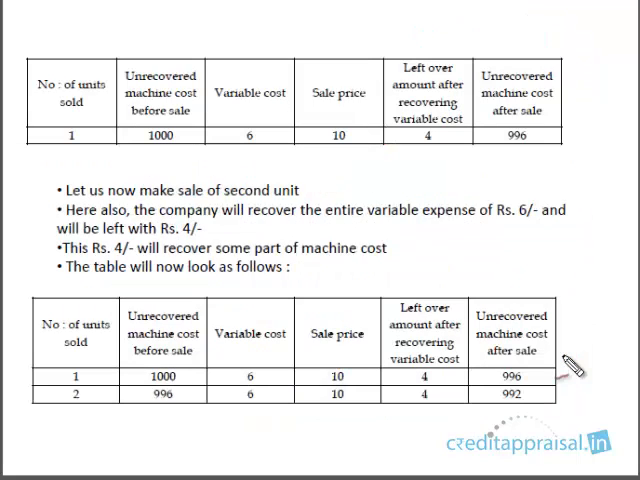So you can put this in a tabular format. So this is the unrecovered cost before the sale of the first product, and once you sold, you're going to get a profit of 4. Profit in the sense, after recovering the variable expense 6 and the selling price is 10, you'll be left with the amount of 4. This 4 will be going towards the recovery of the machine cost. So now 4 rupees is gone out of this 1000. So you have to now recover only 996.